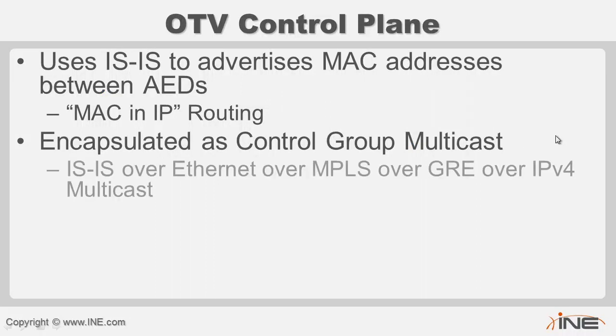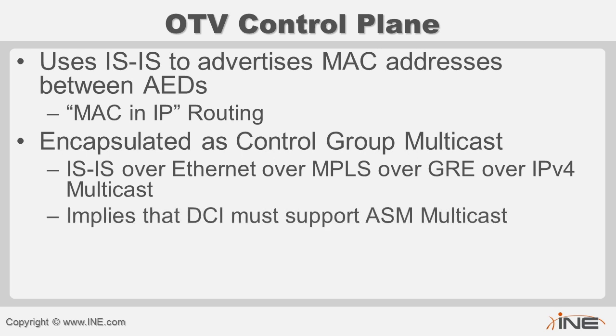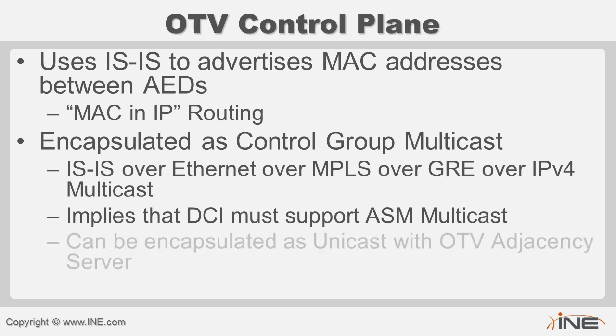So in order to allow us to do this, the control plane of IS-IS is encapsulated inside Ethernet over MPLS over GRE inside IPv4 multicast. What this means is that the core of the data center interconnect must be any source multicast aware, or basically allow shared trees, which means we would have a rendezvous point either in normal sparse mode or in bidirectional mode. Now we'll see there are some workarounds for this. We can encapsulate IS-IS inside of unicast if we're using the adjacency server, and that's going to remove the requirement that the core of the DCI network be layer 3 multicast routing aware.